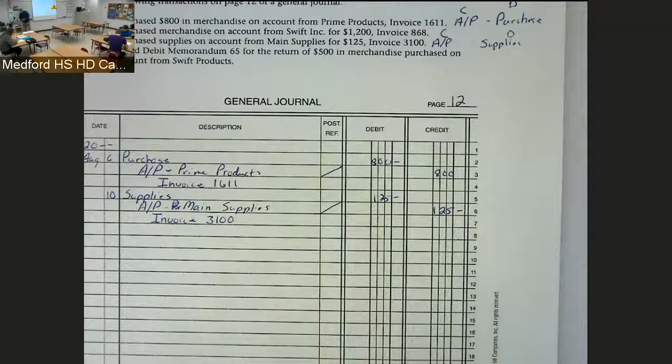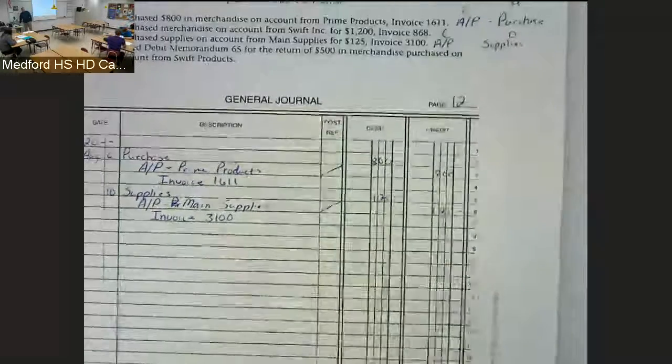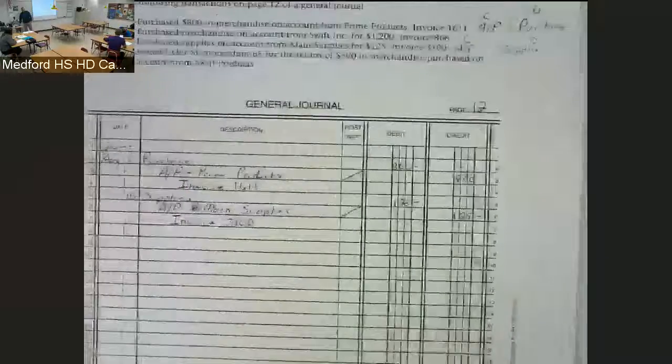And then the last one, on the 15th: purchases, returns, and allowances. On August 15th, we issued a debit memorandum for the return of $500 in merchandise purchased on account. So what's happening here? Forget about the accounts that are being used right now, and just describe what is going on. We took back some merchandise. We sent some merchandise back.